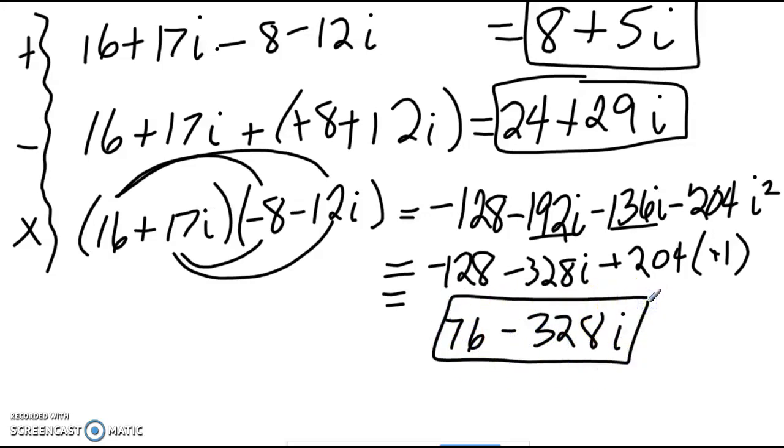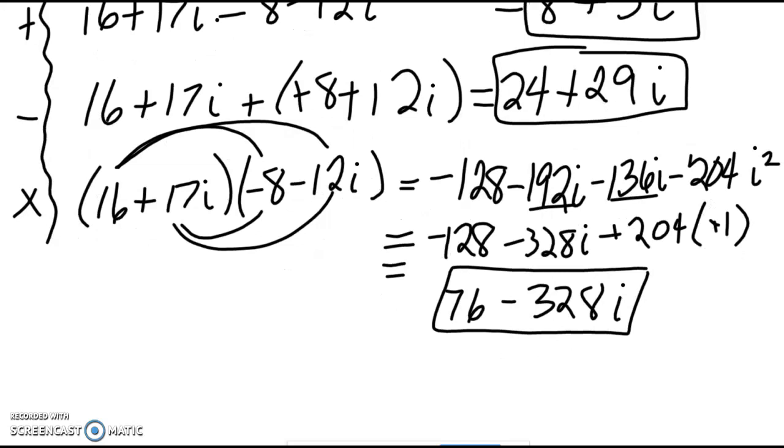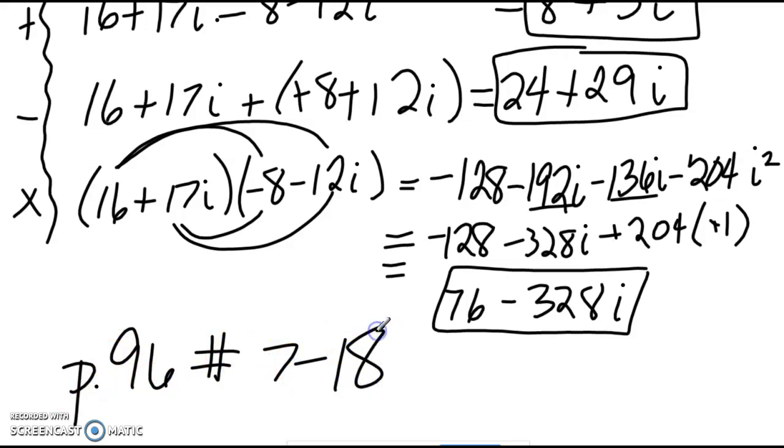Okay, so on the last one, when you're multiplying, be very cautious. Take your time. If you need to use your calculator, that's fine. It won't do the I for you, I don't think. I hope not. Okay, so assignment today. Page 96. 7 through 18, all of those, and I want to see work.